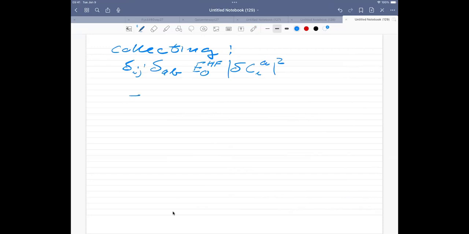Then the next term which I get is a term where I have the same Kronecker delta, but now I have the single particle energies. So what I'm going to get then is an epsilon_A^HF minus epsilon_I^HF, multiplied with the same coefficient, C_IA squared. And this contains a Kronecker delta where I have put delta_IJ, delta_AB.